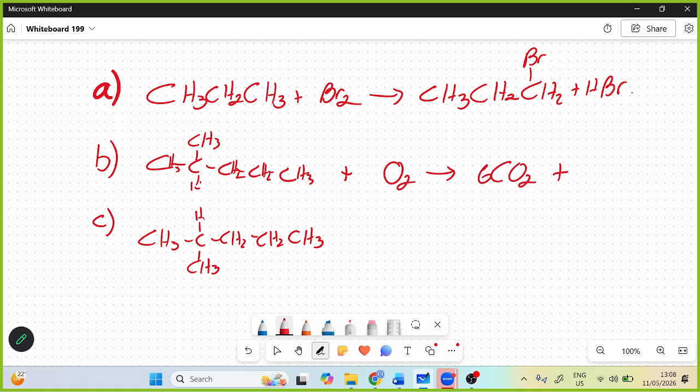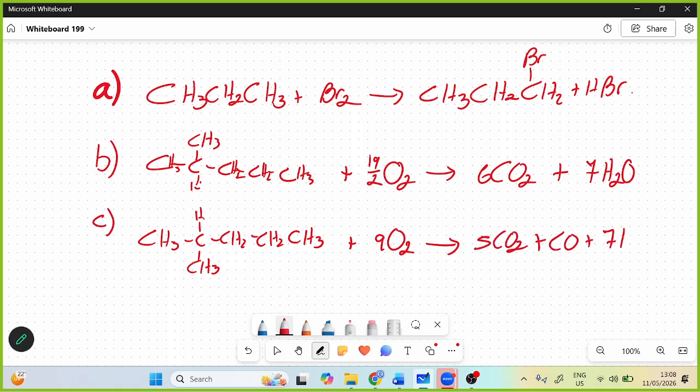6CO2, 7H2O. Okay, this means there is going to be 19 on 2 O2 for complete combustion. For this, I can write 5CO2 plus CO plus 7H2O. Nonetheless, it's incomplete combustion because there is a CO.